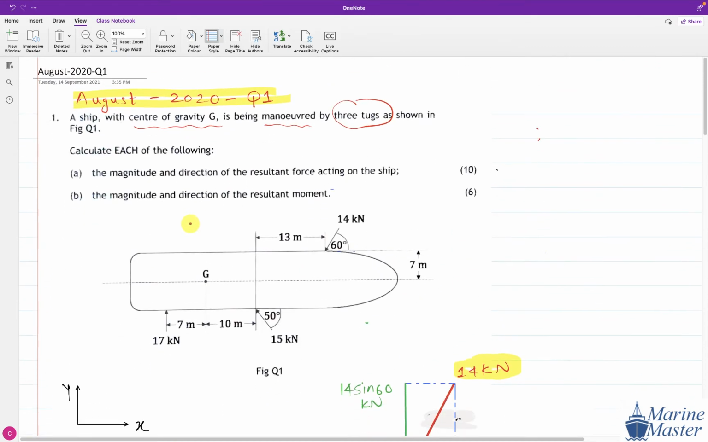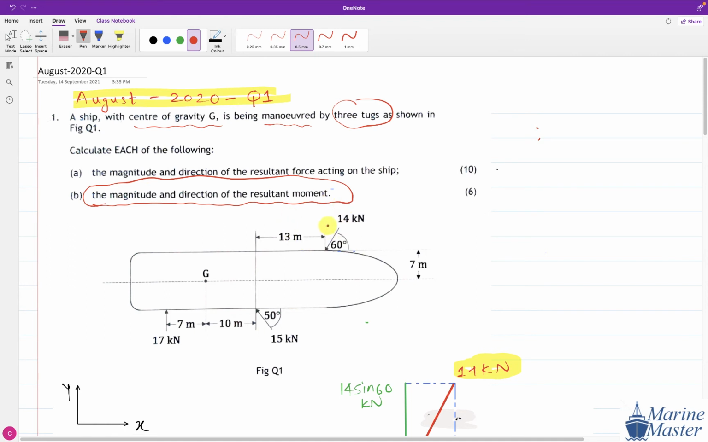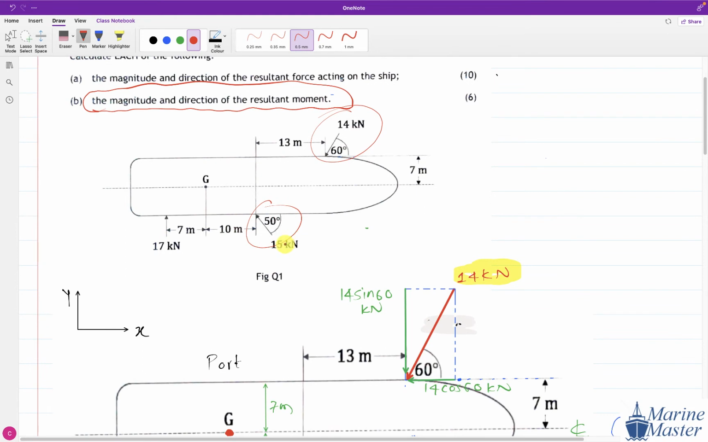Now what is our next target, sir? Magnitude and direction of resultant moment. Now here what we did, we replaced all these four forces, sorry, not four forces, these two forces by its components, means 14 kilonewton and 15 kilonewton by its two components.